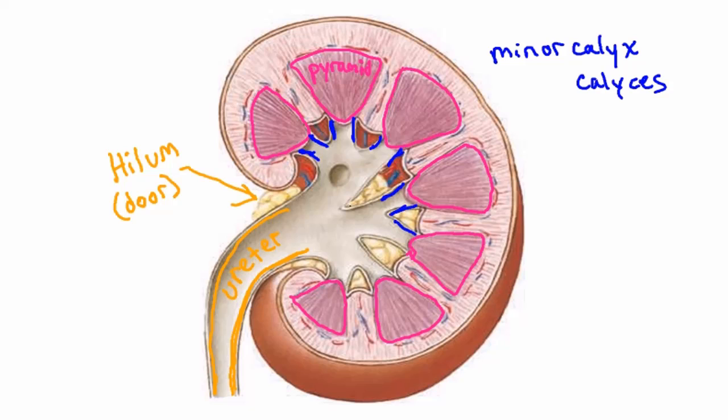So there's one that comes out of the bottom of each of the pyramids, and then they hook together. So let me get a different color for that. So then they come together and hook together into a larger space. Here's one space, this whole area.